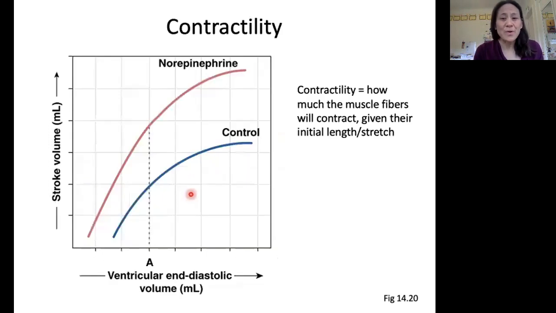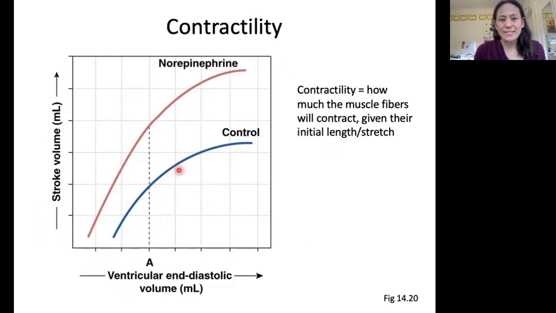Okay, next factor I want to talk about is contractility. Contractility is how much the muscle fibers will contract given their initial length or degree of stretch. Okay, so again, let's take a look at this graph to illustrate this concept. Let's start with this blue control curve here. What you're looking at again is end diastolic volume on the x-axis, stroke volume on the y-axis.